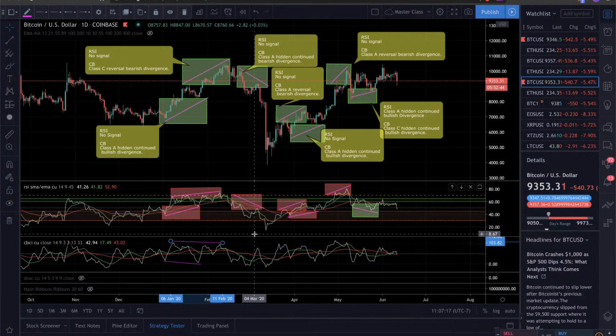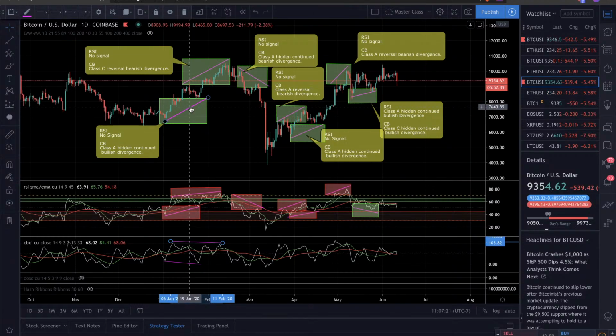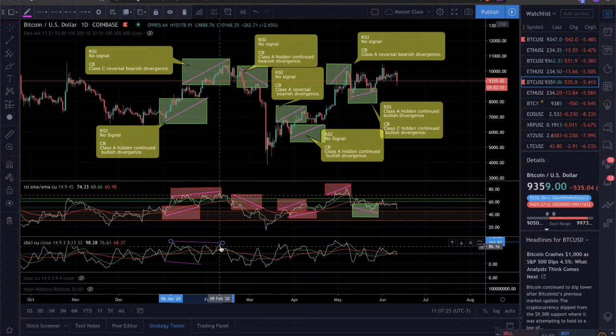However, you can kind of see things as they continue to play out in regards to if it's a larger divergence, such as here to here, it's a larger point, then you're going to have a stronger reversal or a stronger continuation the further apart it is. So you can see this was roughly half the length of this one up here on the top. So no signal given on the RSI. However, we got a Class C reversal on the CB index.